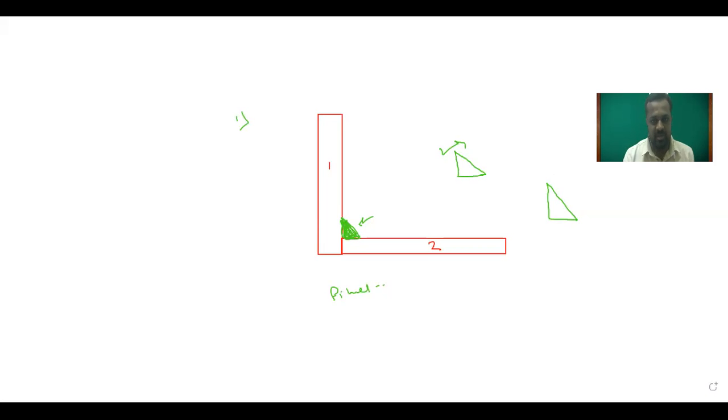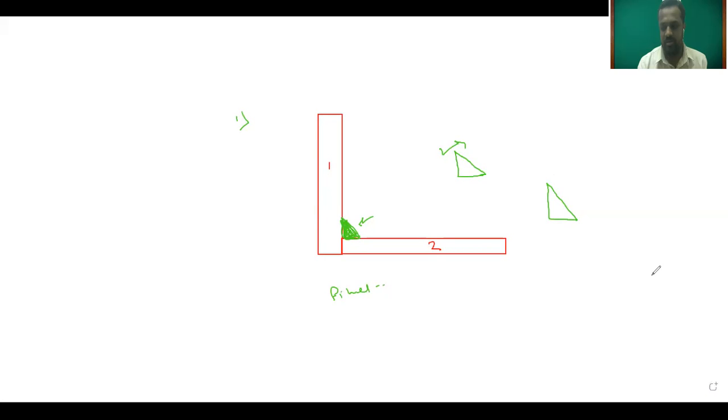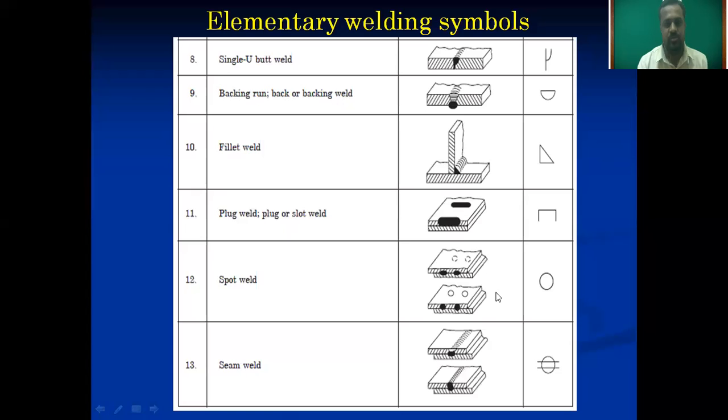Then what is the next type of weld? Now see, this fillet weld is completed. Then the next type of welding is the plug weld, or we can call it the slot weld. This point also we discussed in the last lecture.